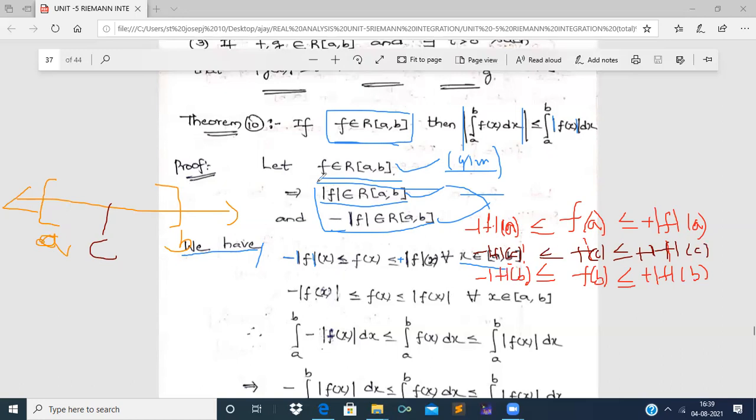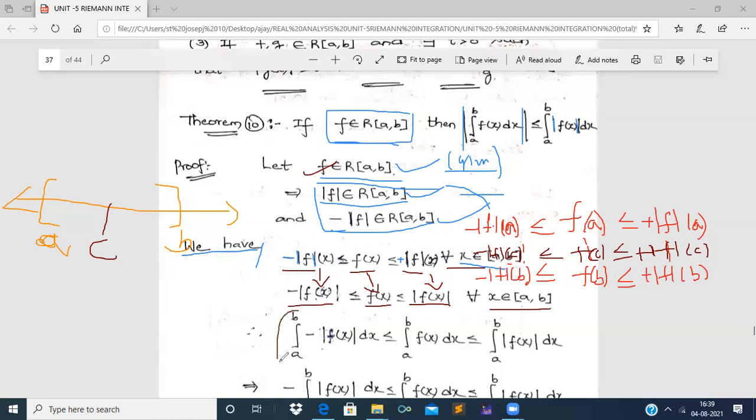So from the given part we have obtained minus mod f(x) less than or equal to f(x) less than or equal to plus mod f(x) for every x belonging to the closed interval [a, b]. From this, the plus mod f(x) is written as minus modulus of f(x) on the left, f(x) remains the same, and on the right is modulus of f(x).